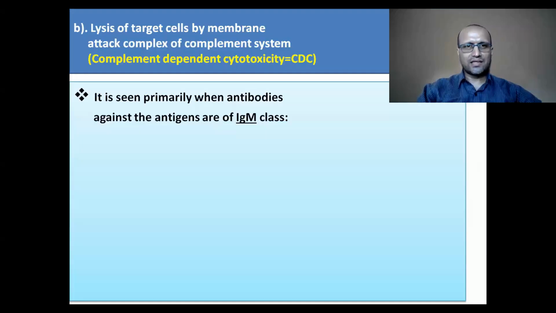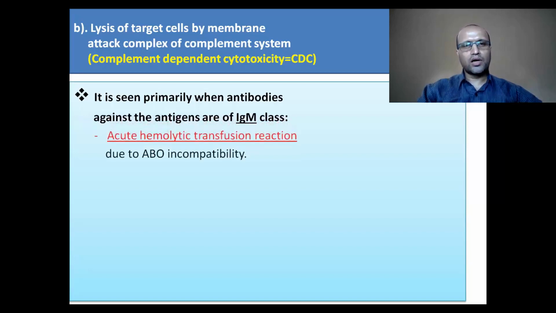Lysis of target cells by membrane attack complex of complement system or complement-dependent cytotoxicity is the second mechanism of type 2 hypersensitivity reaction. This mechanism is seen primarily when antibodies against the antigens are of IgM class. Acute hemolytic transfusion reaction due to ABO incompatibility is an example where the target cells are destroyed by activated complement system.